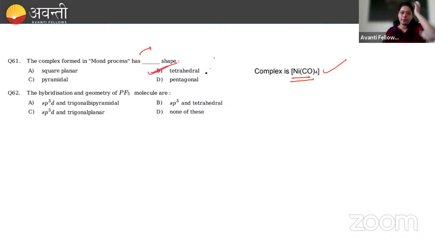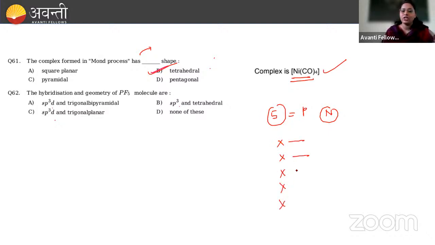Next, hybridization and geometry of the PF5 molecule are... So we need to find out what the hybridization will be for this molecule. As we know, phosphorus is from the nitrogen family. For carbon, there are 4 valence electrons. For nitrogen, it is 5. So for phosphorus also, valence electrons are 5. So write down 1, 2, 3, 4, 5 electrons.